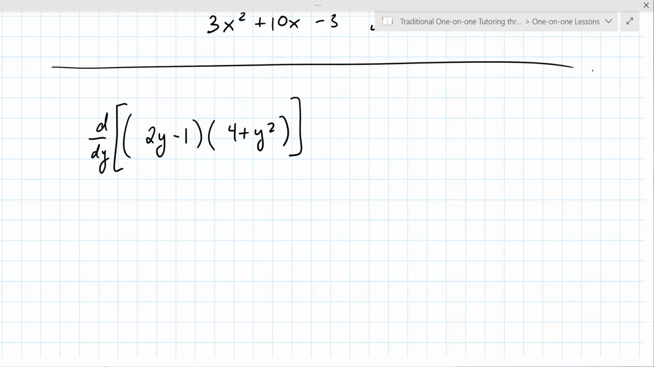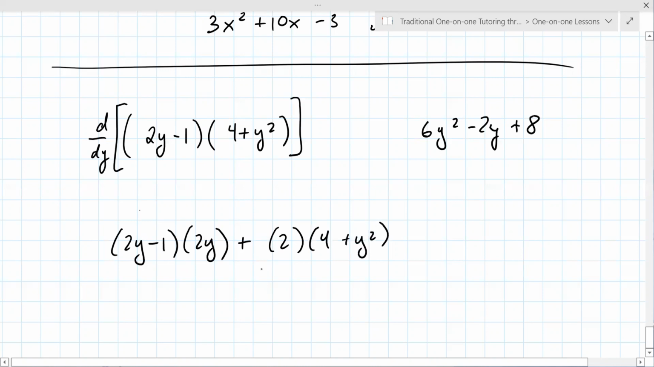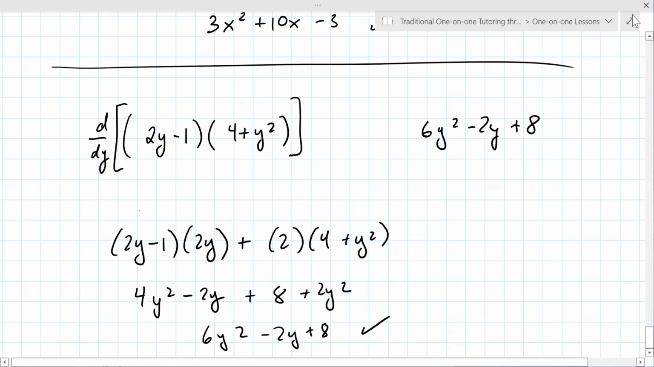Okay, I got 6y squared minus 2y plus 8. Let me work this out here. 2y minus 1 times 2y plus 2 times 4 plus y squared: 4y squared minus 2y plus 8 plus 2y squared, 6y squared minus 2y plus 8. Very good. Hopefully you get one of those.